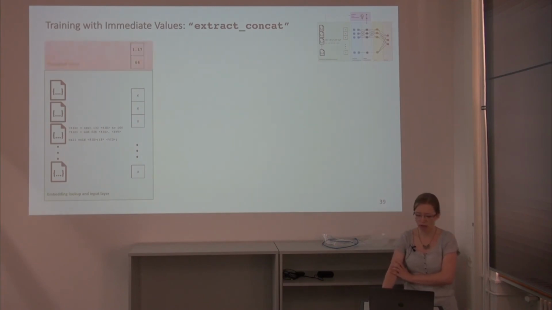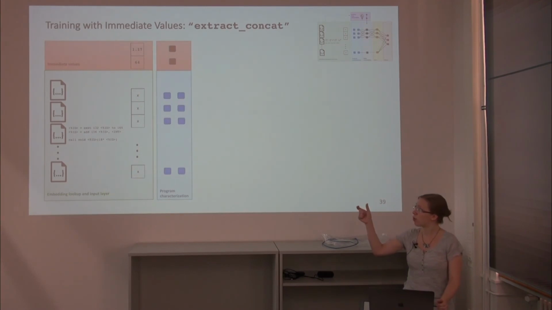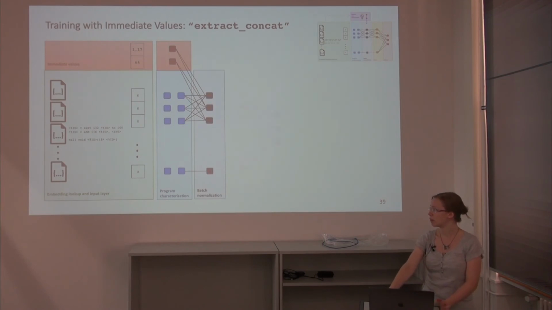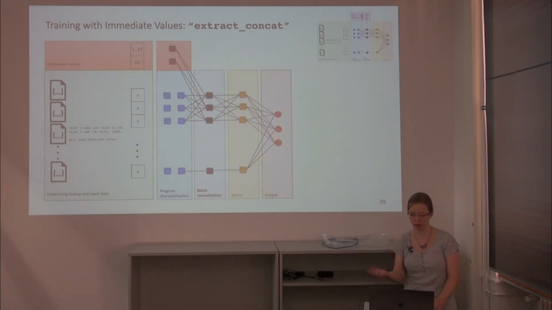And then the third method that we looked at, we call this extract concat, for extract and then concatenate. What we do here, again, we take the immediate values that come from the statement, and then instead of doing program characterization and immediate value characterization together, we make the immediate values go through their own LSTM, through their own recurrent neural network. Then we concatenate them at that point and go through the rest of the layers, as we did in previous examples.